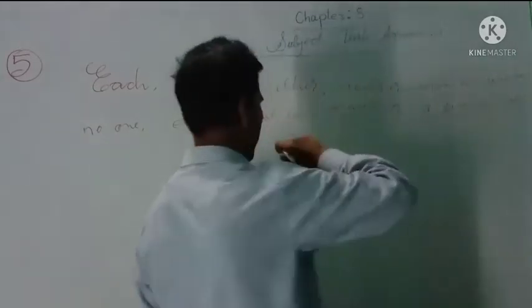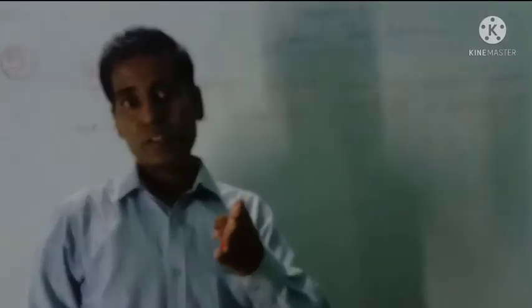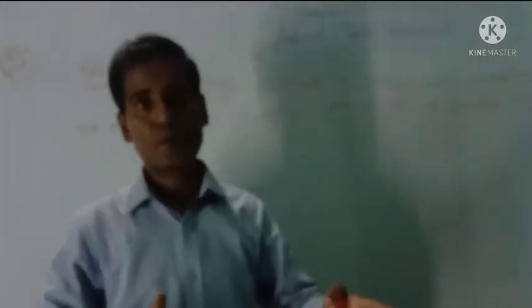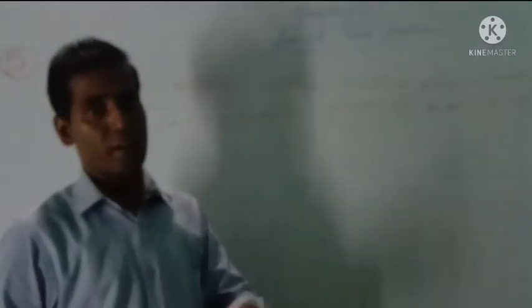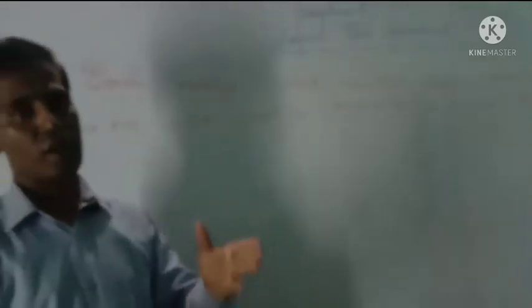Well, here we got rule number 5, that is each, every, someone, no one, somebody, anybody, nobody, either, neither, many, etc. must be followed by a singular verb. That means each, every, either, neither always agree with a singular verb. Well, children, let us clear the concept with the help of some examples.